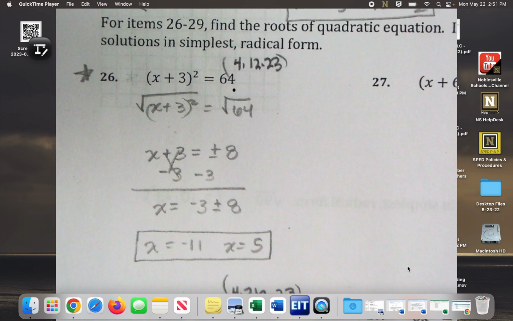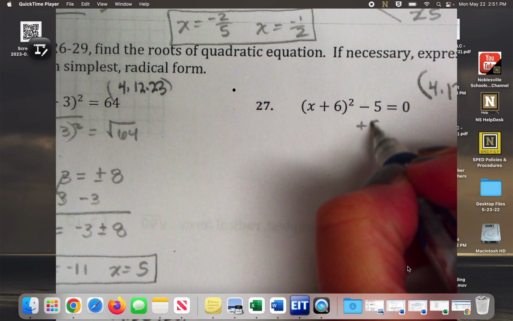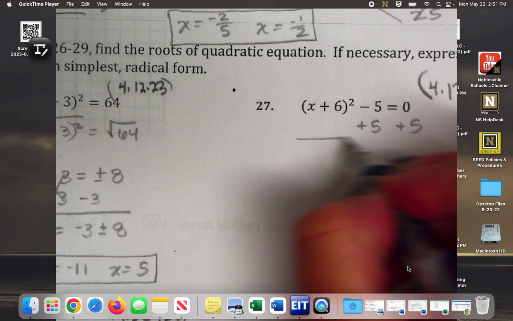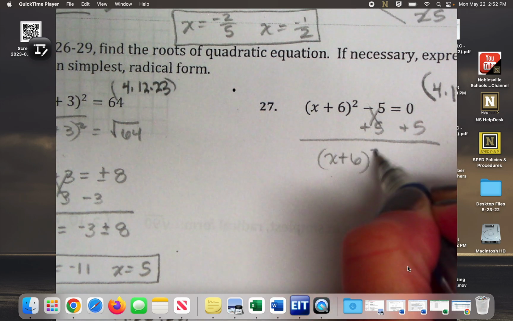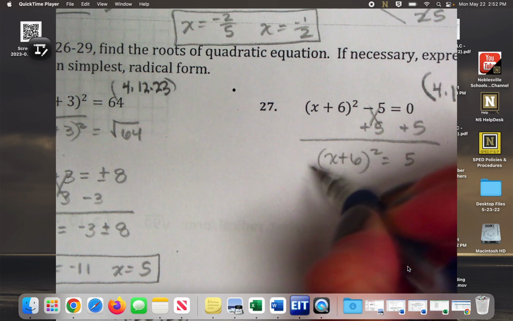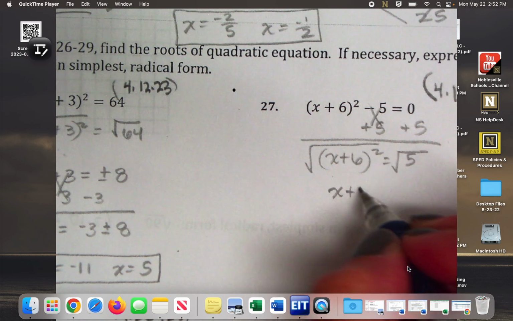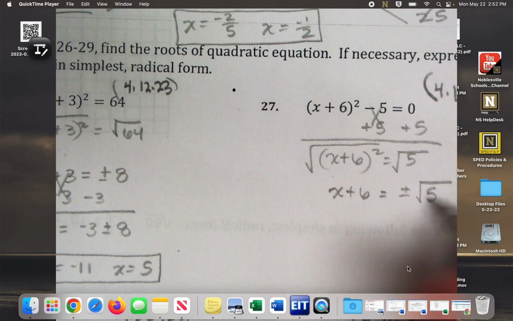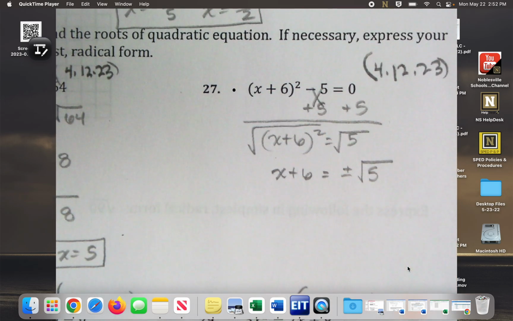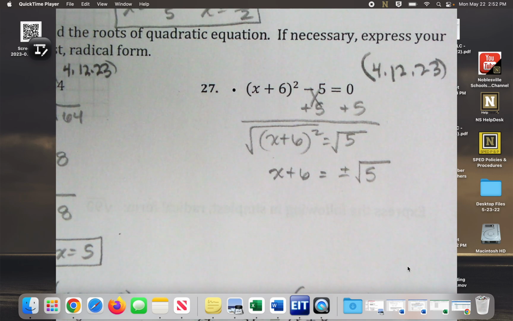Okay, number 27. Same thing, except we have to add the 5 to the other side first. I'm going to take the square root of both sides. I'm going to get x plus 6 equals plus or minus the square root of 5. I don't have to worry about that one. I already know that.